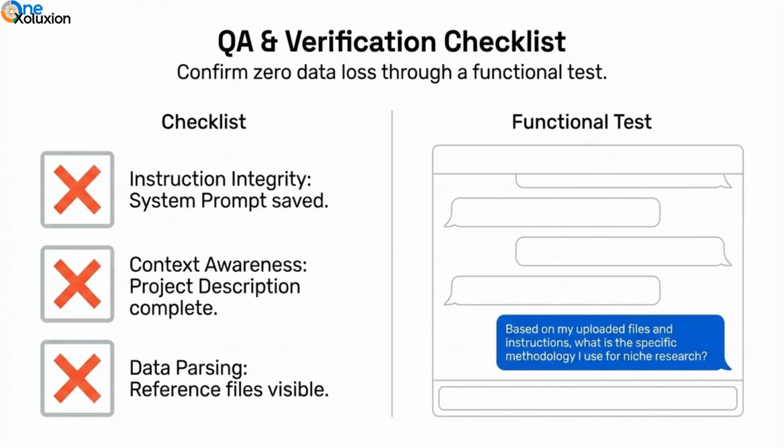Finally, complete the QA and verification checklist. Confirm zero data loss through a functional test. Verify instruction integrity, context awareness, and data parsing by asking the project a specific question.